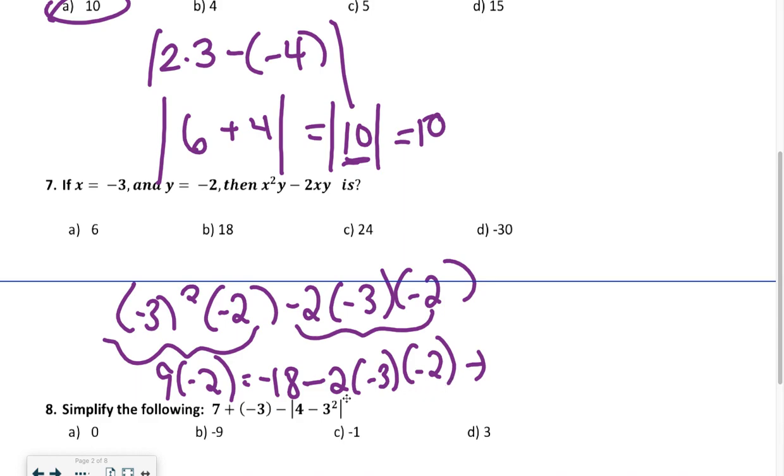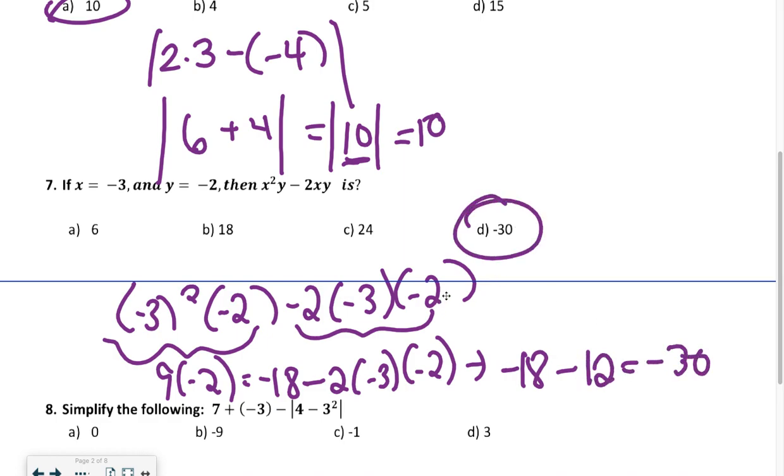So you can realize that a negative times a negative is a positive, and a positive times a negative is a negative. So this will be negative 18 minus 2 times 3 is 6, 6 times 2 is 12, negative 30. Choice D. Okay, so all of your sign number rules are old rules from way back when.